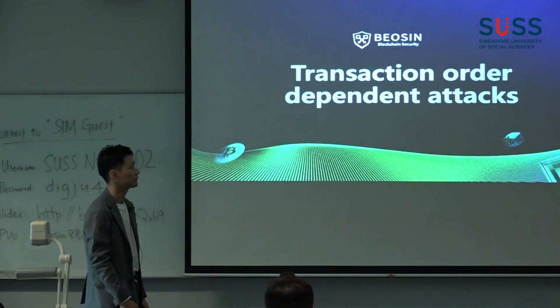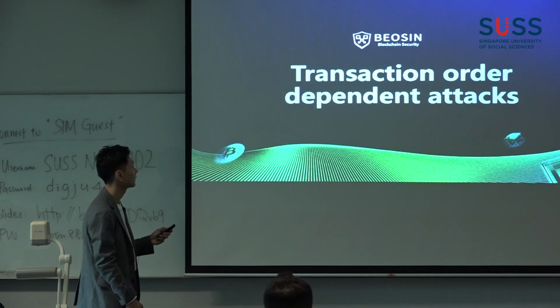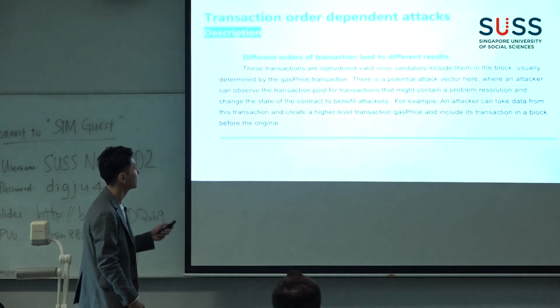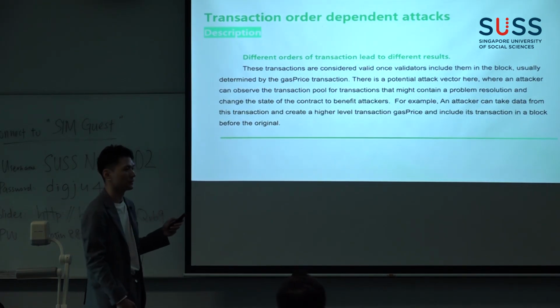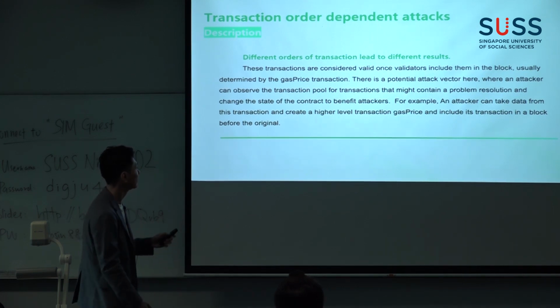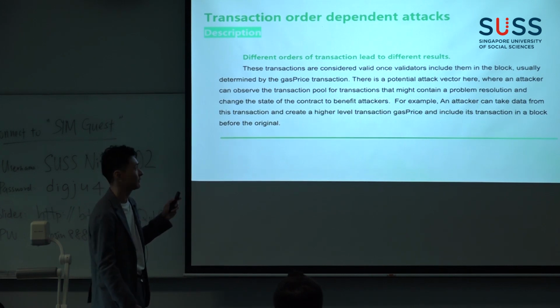Next, we're going to talk about transaction order dependent attacks. This is actually the principle of MEV bots, those front-runner bots that can take profits from trades, for example, like sandwich trading. And it's really specific to blockchain.